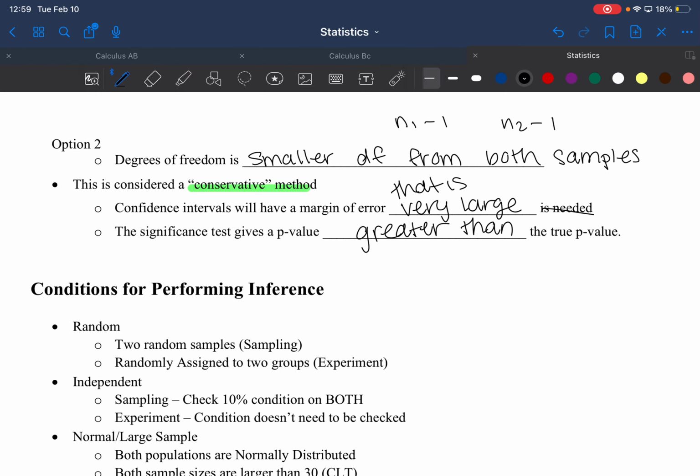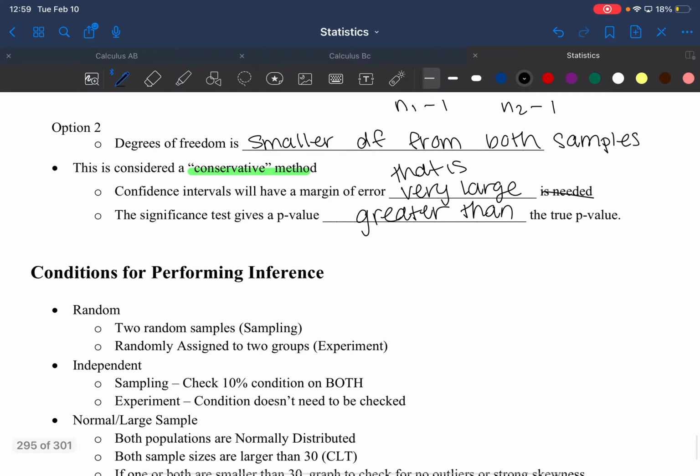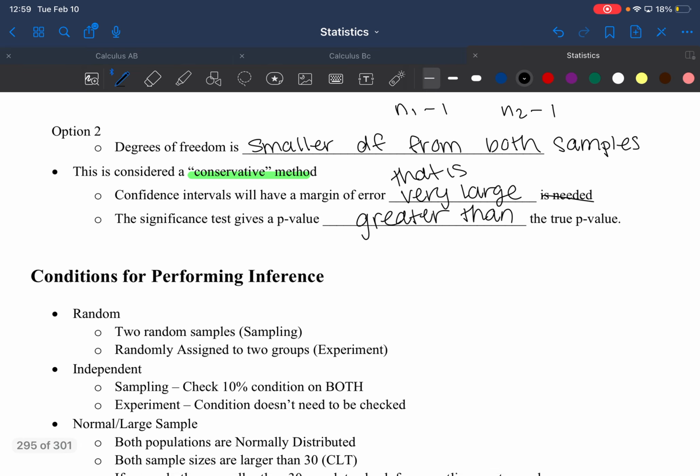No. So you will never use this method because you have Desmos, right? This is reserved for when you do not have access to a calculator, which you always will. I would think of this as maybe a multiple choice question, like if you're using the conservative method, what happens to the confidence interval? What happens to the p-value in a significance test? You would just have to know that relationship, not necessarily use this method.